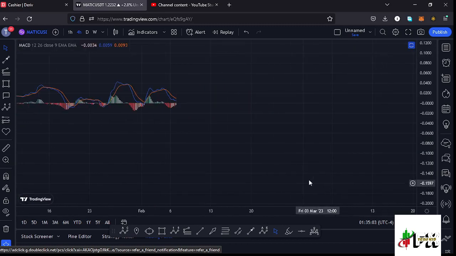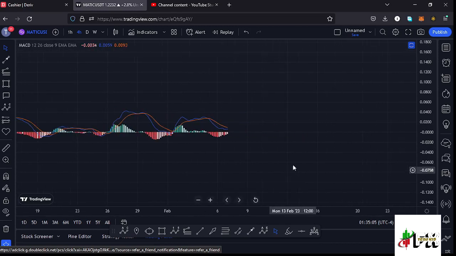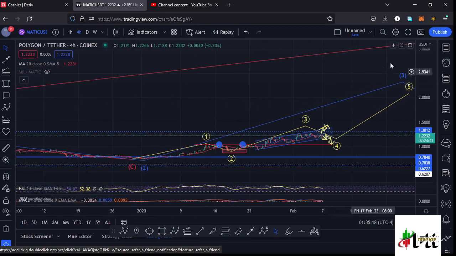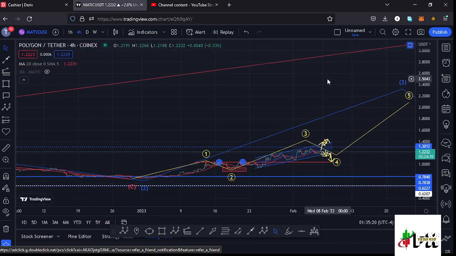And also taking a look at the MACD, we have been able to print a bearish cross, but you can see that we are seeing a bit of a decrease in the selling volume here on the MACD, meaning soon we might be able to print that bullish cross to fully support higher prices in the formation of that wave 3. So let's be patient and see how that plays out, and I'll be keeping you updated.